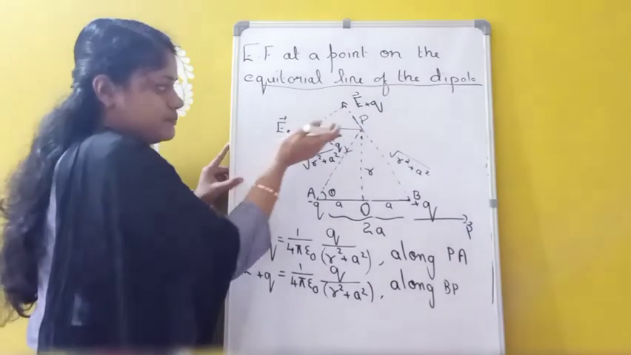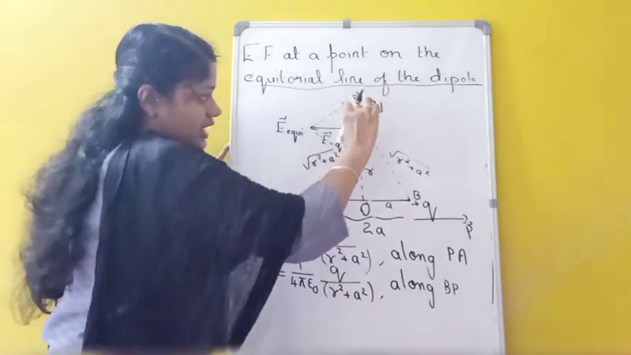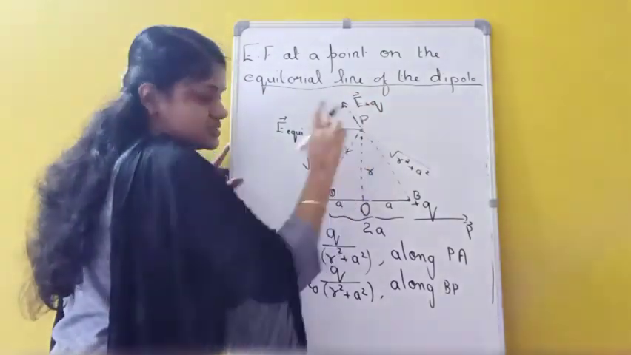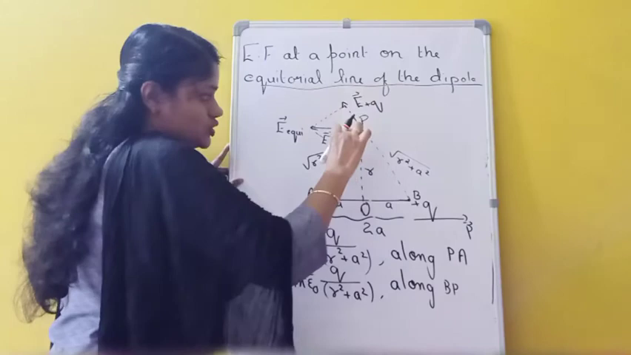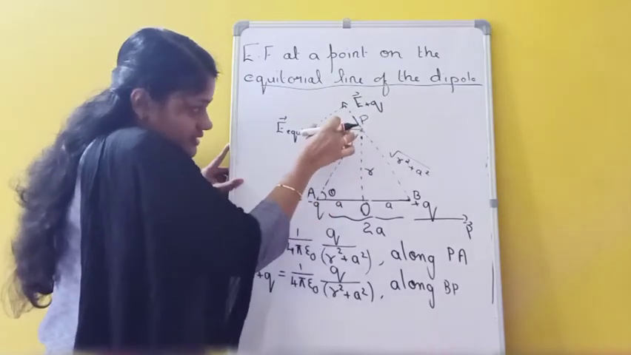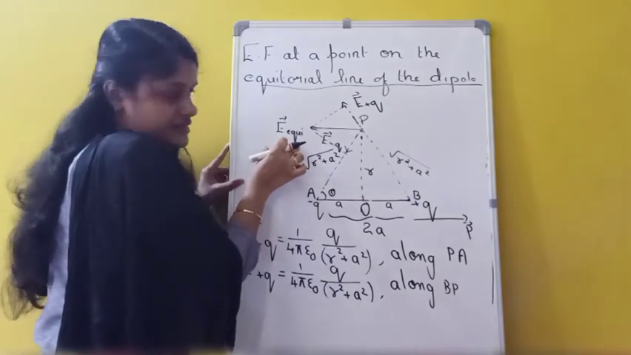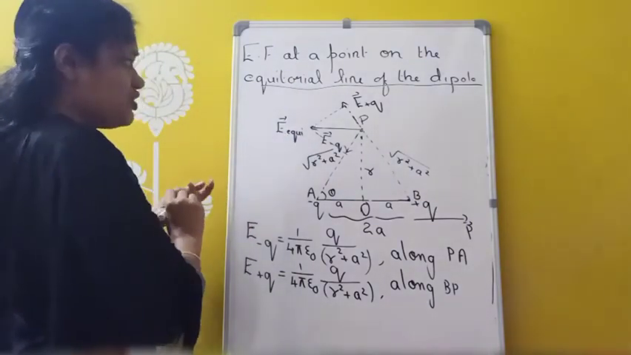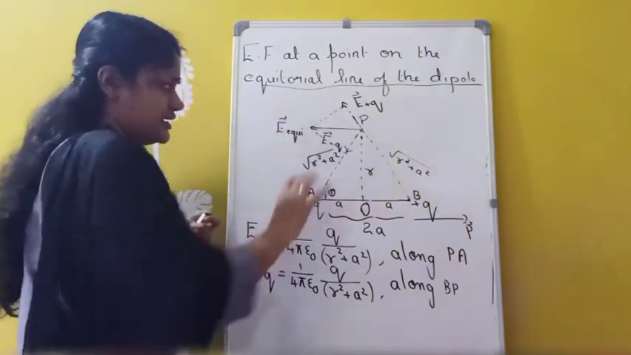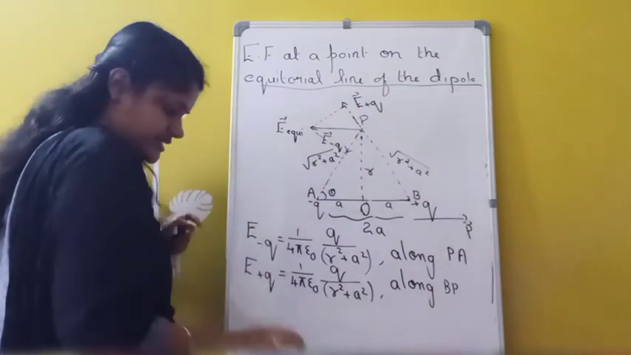So here we are applying the parallelogram law of vector addition, and two sides of the parallelogram represent two vectors, E plus Q and E minus Q. Then the diagonal of the parallelogram will give which one? Direction of electric field. Clear? Now, if you want to find the magnitude of the electric field, this part I am drawing once again here.